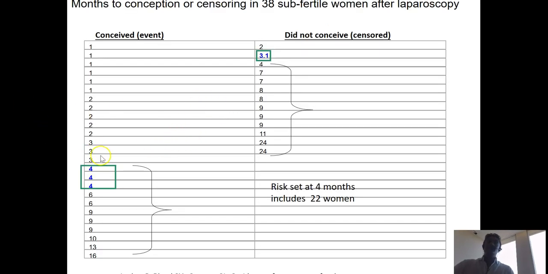Next time something happens is 4 months. At 4 months, 3 more get pregnant. But we lost somebody last month. Someone dropped out.